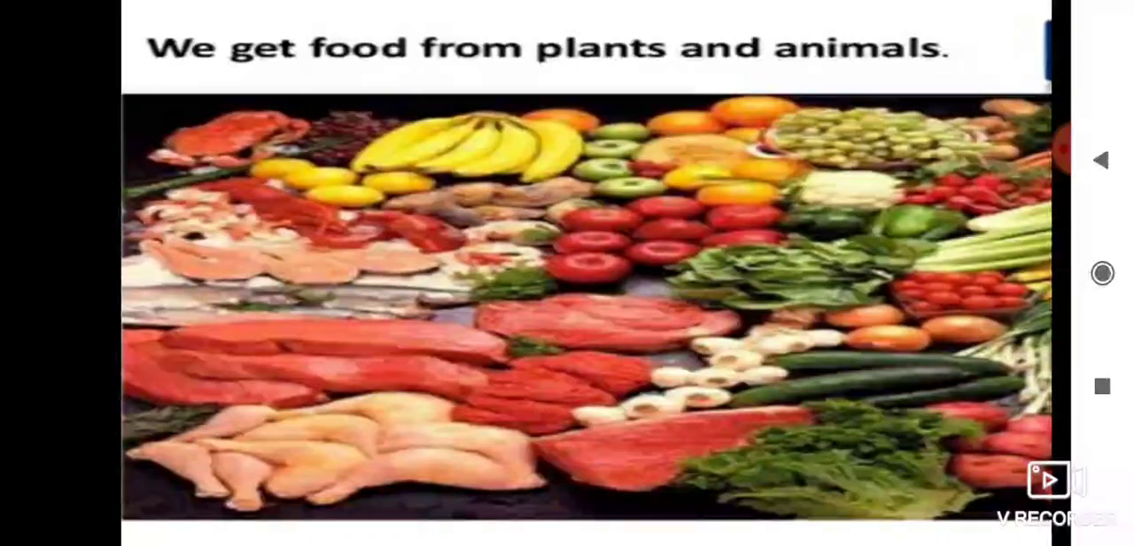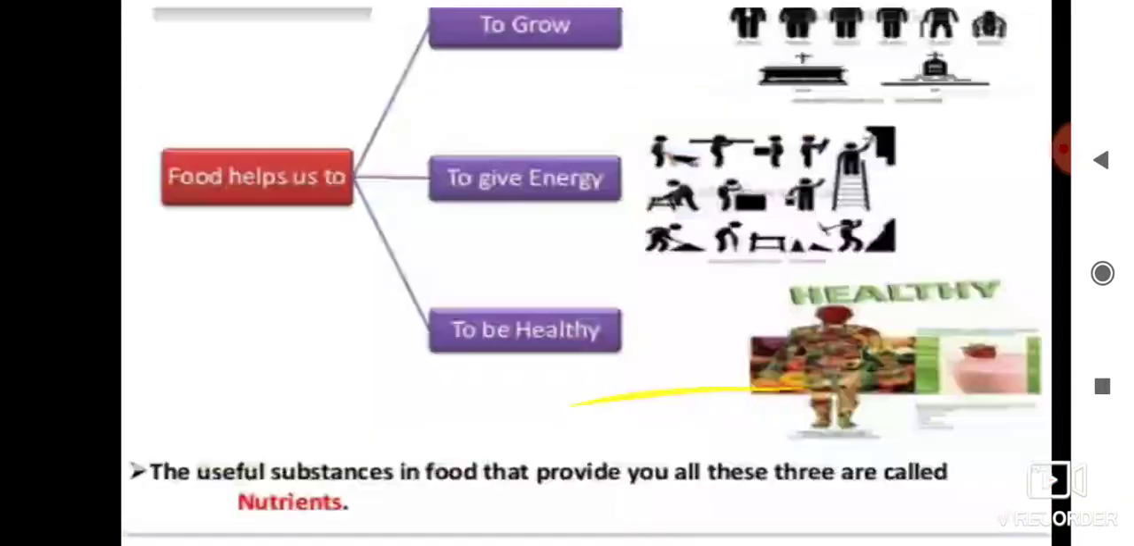Look at this picture. It clearly shows the foods which are obtained from plant and animal sources. You can see banana, apple, orange, varieties of fruits and varieties of vegetables. You can also see meat, chicken and fish. So in this chart you can understand that food is obtained from plant and animal sources.